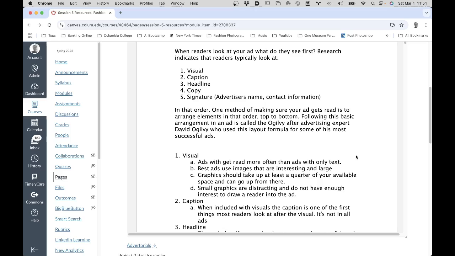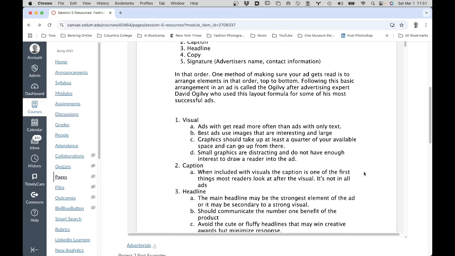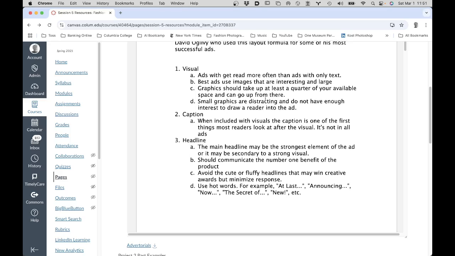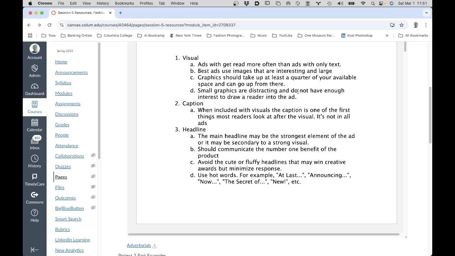So what do they look at first? Again, visual, caption, headline, copy, and the signature, in that order. So in thinking about your ads, great ads, again, the visual matters. I think personally, as a photographer, it's the single most important part. The best ones use large, interesting graphics. I mean, that's just what this is all about. Small graphics are distracting and don't have enough interest to draw the reader in. So Cam, that could actually inform part of your question about, do I do a whole bunch of little pictures right here? This would argue that you probably should not.